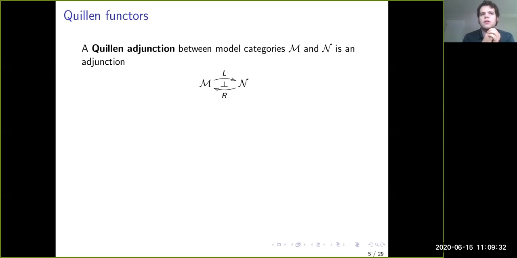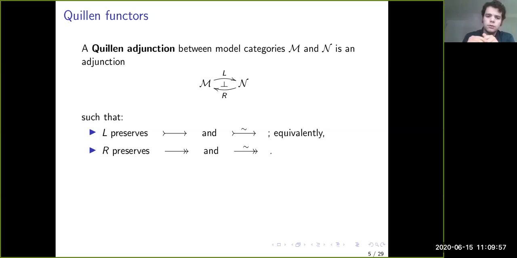Right, so a natural question to ask then is, how do we compare different model categories? What does it mean for two model categories to be equivalent, to present the same homotopy theory? So to do comparisons between model categories, we use certain kinds of adjunctions that we call Quillen adjunctions. So this is an adjunction between two model categories that satisfies two equivalent properties. So we can verify that either the left adjoint preserves cofibrations and also trivial cofibrations, or equivalently that the right adjoint preserves fibrations and trivial fibrations.